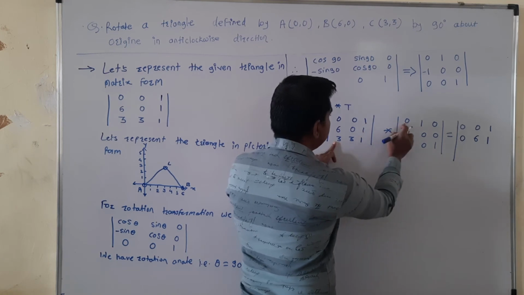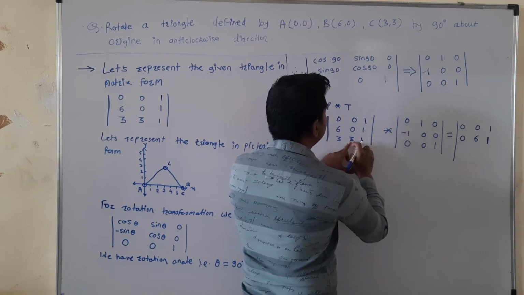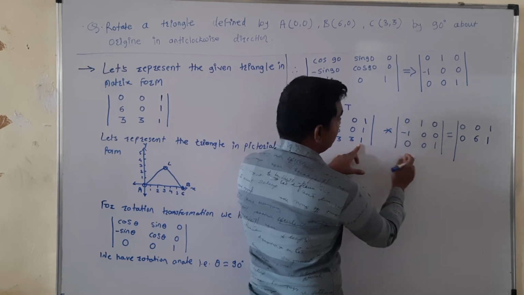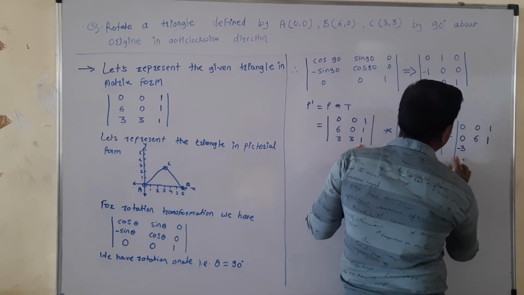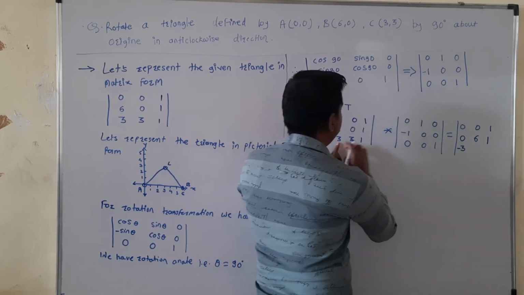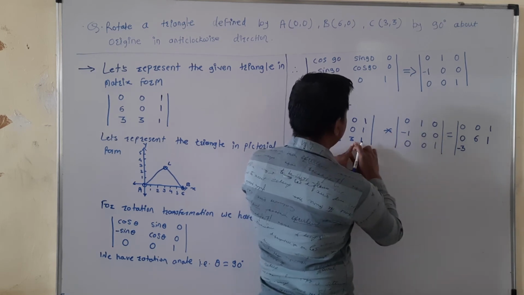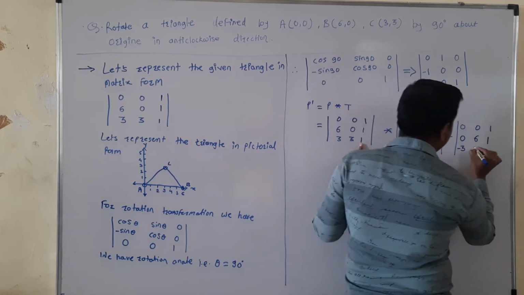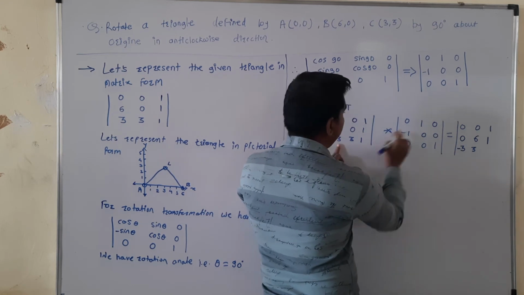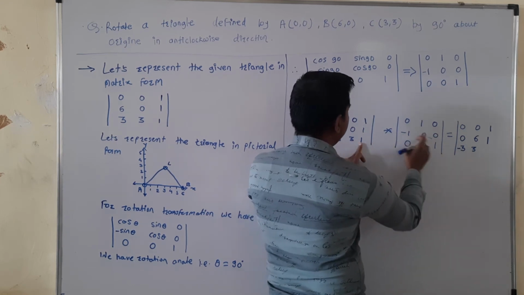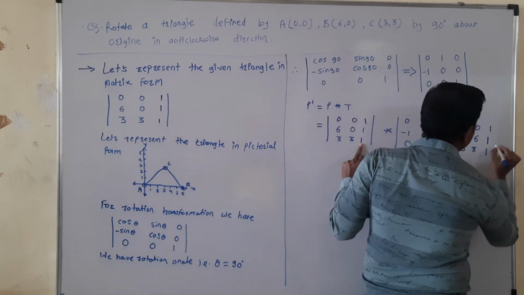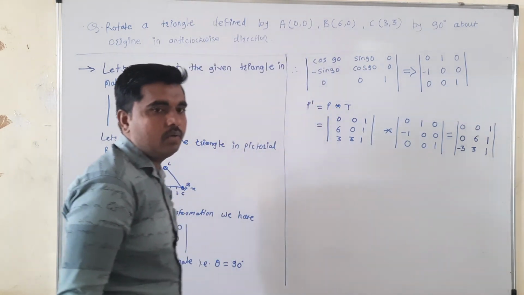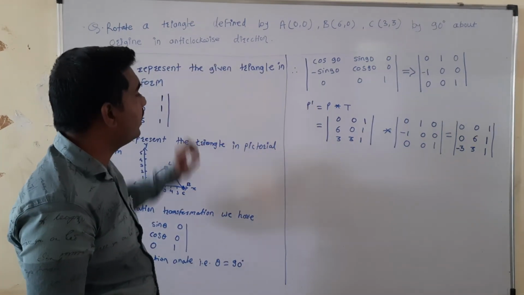Then 3 into 0, 0, plus 3 into minus 1, minus 3, plus 1 into 0, 0. Here we get minus 3. Then 3 into 1, 3, plus 3 into 0, 0, plus 1 into 0, 0. So we will get 3. Then 3 into 0, 0, plus 3 into 0, 0, plus 1 into 1, 1. Here we get 1. This is the matrix after rotation of the triangle by 90 degrees.